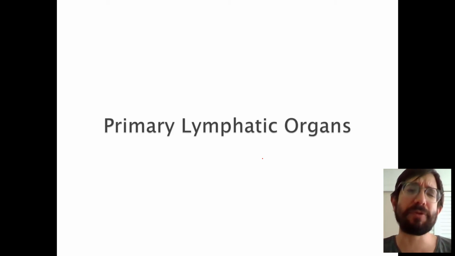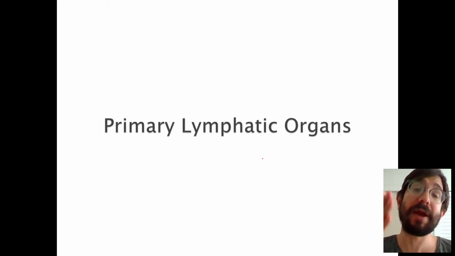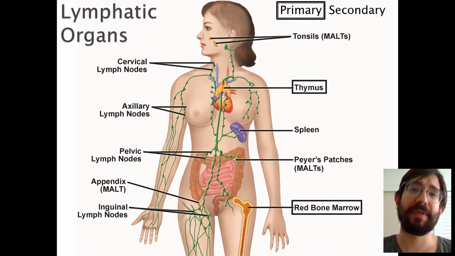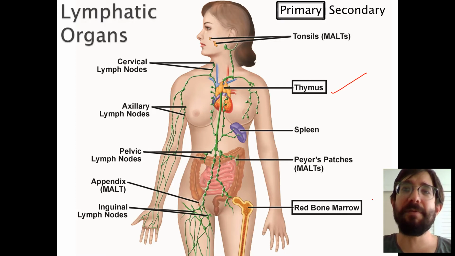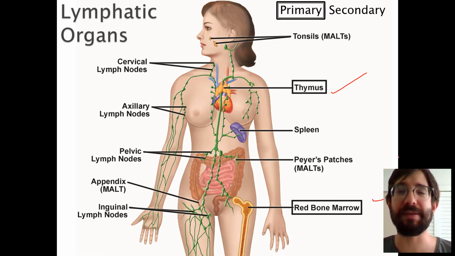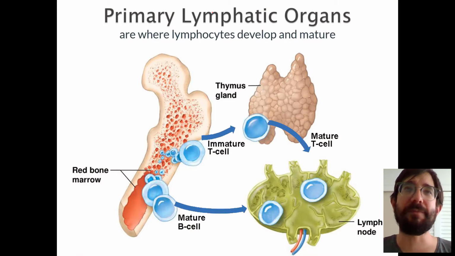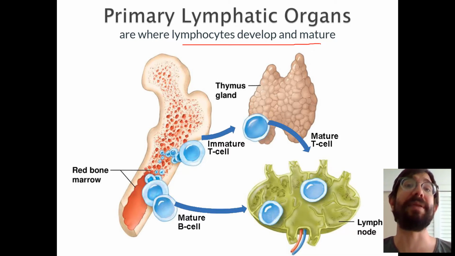So what makes a primary lymphatic organ a primary lymphatic organ? What makes the thymus and the red bone marrow so much more special than lymph nodes or the spleen and so on? And the answer is that the primary lymphatic organs are the sites where lymphocytes develop and mature, where they become immunocompetent, competent at providing immunity to your body.